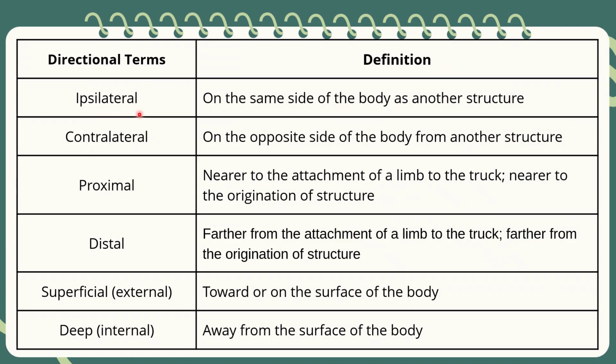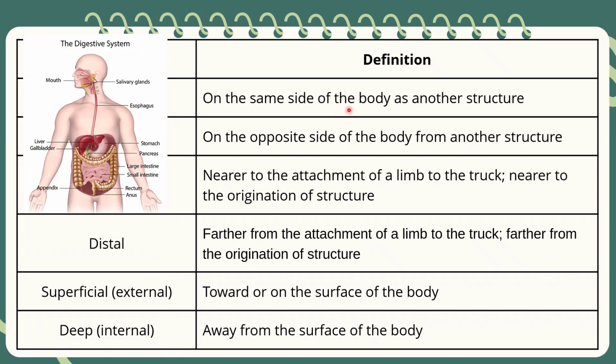Next term, that is the ipsilateral, means on the same side of the body as another structure. For example, we can say that the gallbladder and the ascending colon are ipsilateral, means they are on the same side of the body.